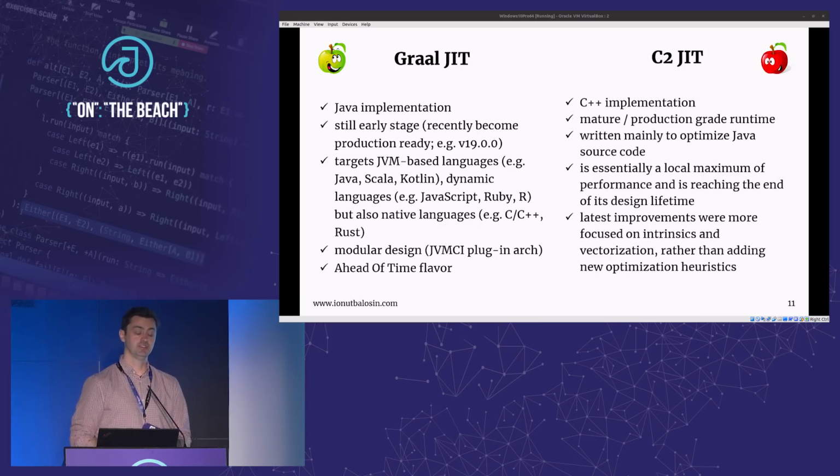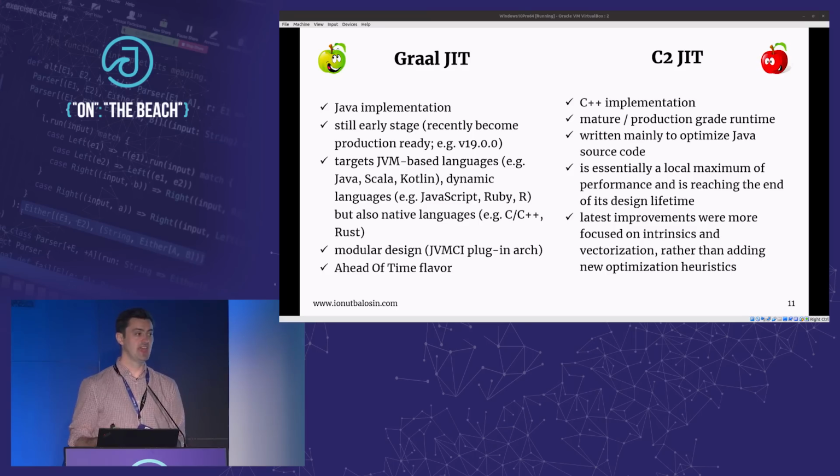In comparison, C2 is the traditional one. All our code in production was run against this C2, and the majority of our code in production still runs on C2. That's why it's still a matter of interest. It has a C++ implementation, it's mature, it's production ready, but the thing is it was always written to optimize Java code in essence.